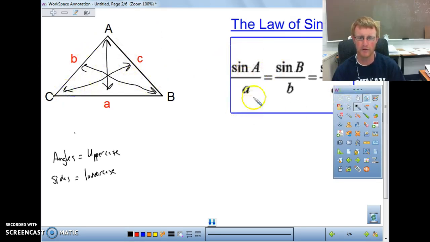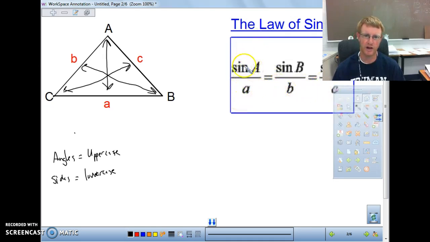Now when you're looking at the law of sines, and this will make more sense when we go through an example, you only need to use 2 of these at once. We're not going to use all 3 at once. We're just showing that they're all equal to each other. So the sine of angle A divided by side a will always be equal to the sine of angle B divided by side b, or you could say it's equal to the third one as well. We don't have to do all 3 of them at once.